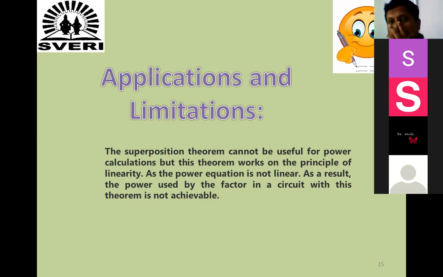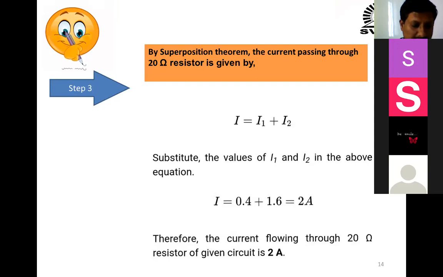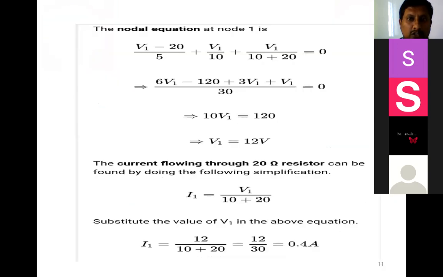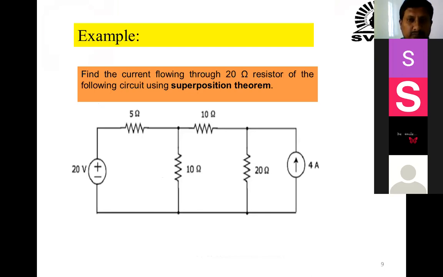So the application is what? By using superposition theorem, we can analyze the circuit. Analysis means we can find out the voltage and current through any branch or through any element. We can find out the voltage and current by using the superposition theorem. Okay, so these are the applications. Now we can solve this example.